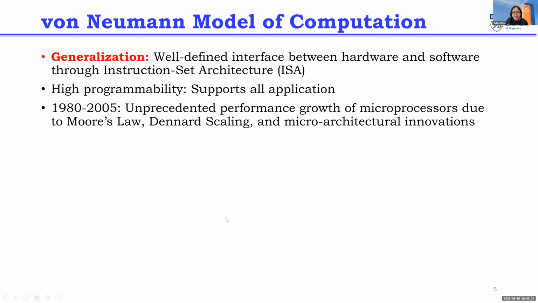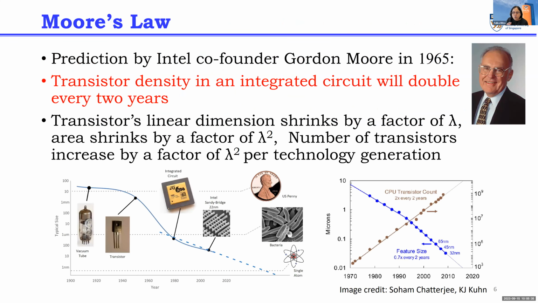And between 1980 and 2005, there was unprecedented growth of microprocessors due to Moore's law, Dennard scaling, and of course, microarchitectural innovations. So Moore's law, all of you are kind of familiar with it. The transistor density on an integrated circuit doubles every 2 years. So if I have 100 transistors here, then in 2 years, I'm going to have 200 transistors, right?